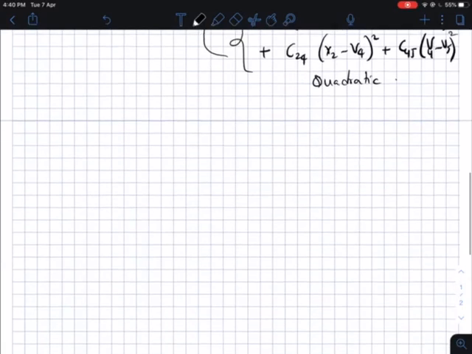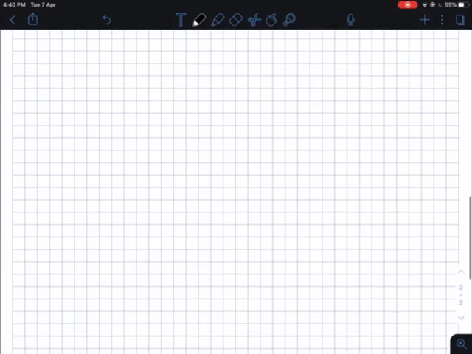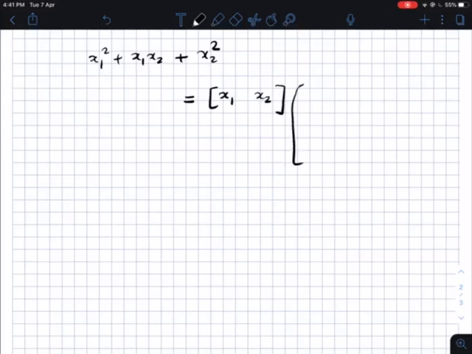So let's try to see the connection to linear algebra now. It turns out that whenever you have a quadratic form, for example this simple quadratic form that we discussed in the beginning, you can try to write it as a matrix product. For example, you can write this as x1, x2, a row vector here, and then a 2 cross 2 matrix here.